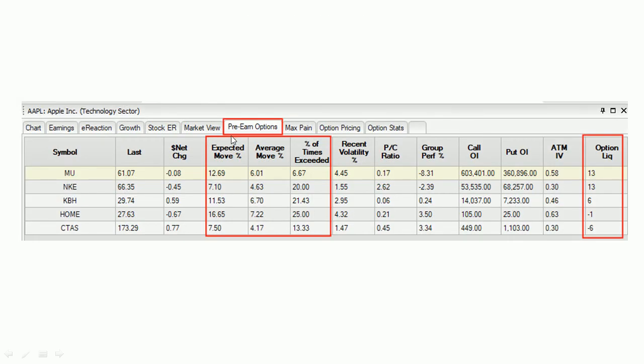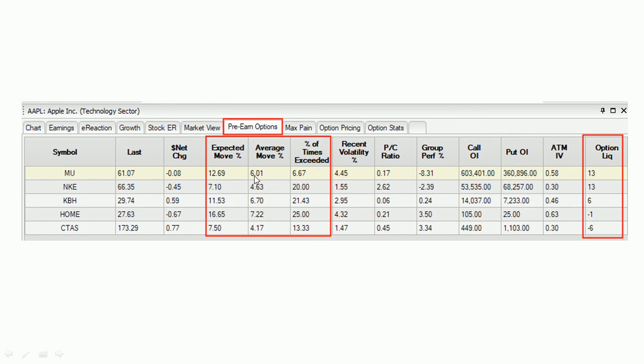Here you'll see pre-earnings options. This is a tab that you can click, and these would be stocks that are announcing earnings after the close today or before the open tomorrow. And you can take a look in particular. Well, on this day you saw Micron, Nike, KBH, Cintas were all announcing. And you can see what the expected move is. So in this case, 12.69%.